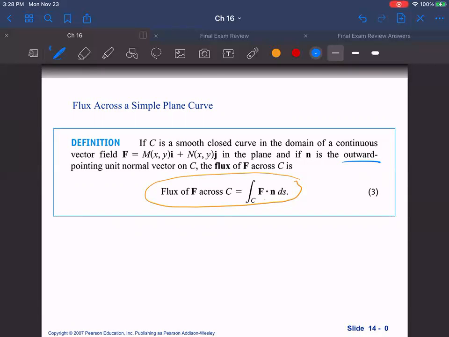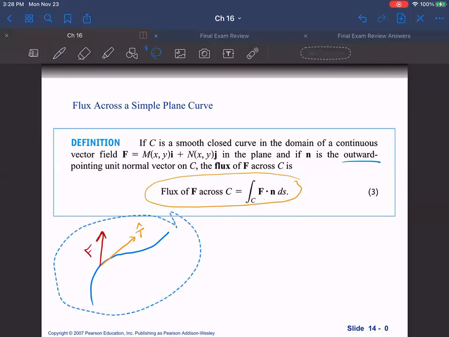So instead of dotting it with the tangent, where if this was our curve, we were dotting with the tangent vector T, the unit tangent, right? So we have some force here, and we're dotting with the unit tangent. If this is F, what we're doing now, in fact, I could just copy this picture real quick.